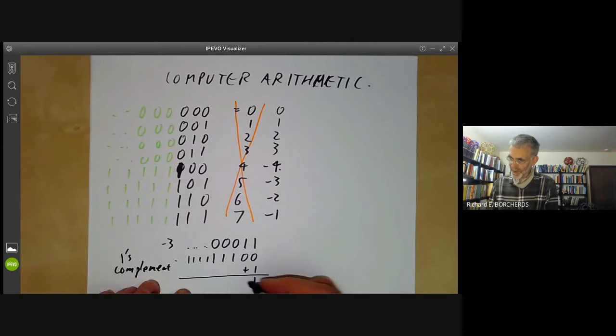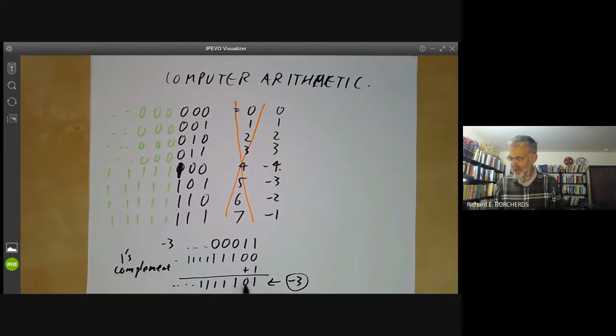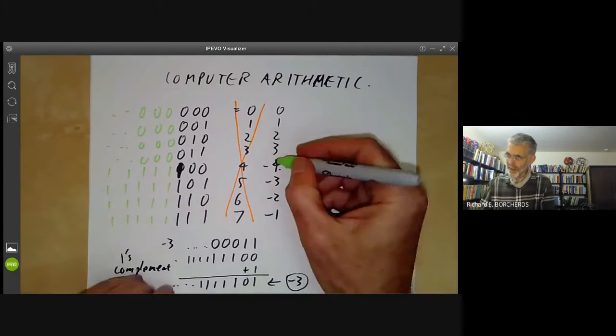So we get 1, 0, 1, 1, 1, 1, 1. And this is the integer minus 3 in, you see, it's not quite in binary, it's really in the 2-adic notation rather than binary notation. And by the way, you may have noticed there's a slight problem with this number 4.